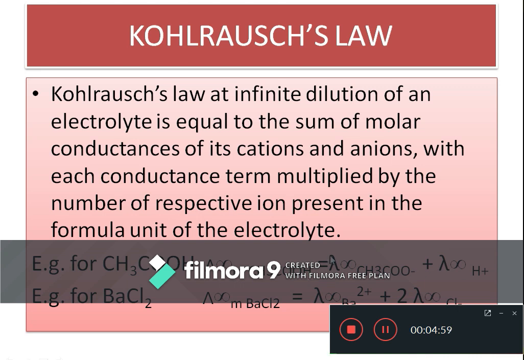That is equal to the molar conductance of individual ions. Individual means acetate ions and H+. Now here 1 is there. Acetic acid will give 1 acetate and 1 H+, but barium chloride will give 1 barium ion and 2 chloride ions, so multiply by 2. This is the meaning. Okay.